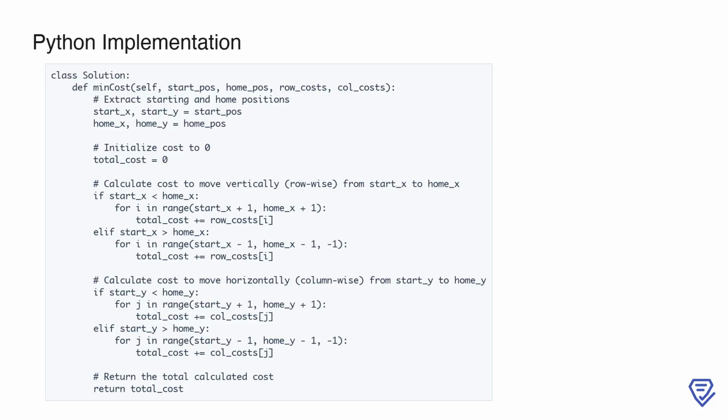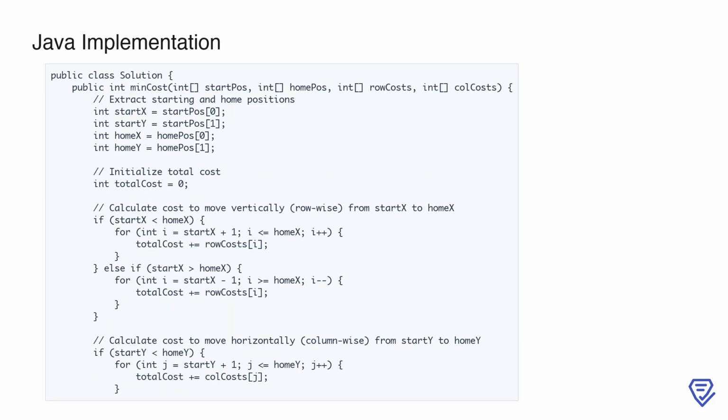Finally, the accumulated total_cost is returned as the result. This approach ensures that all movement costs are considered, and the robot takes the most cost-effective route. The implementation handles edge cases such as when the robot's start and home positions are already aligned in either rows or columns, as no unnecessary costs are added in such scenarios.